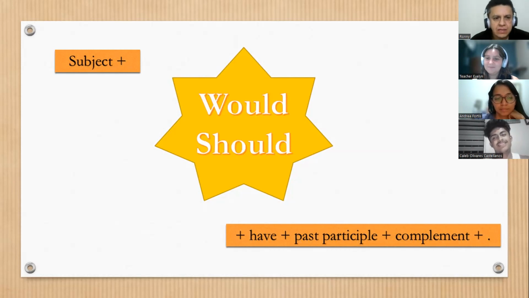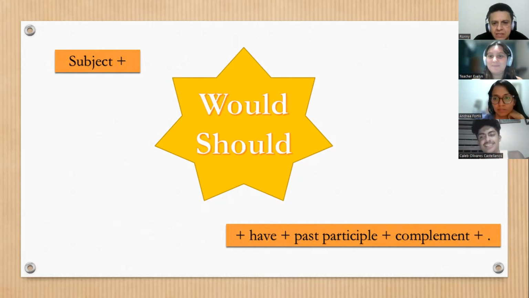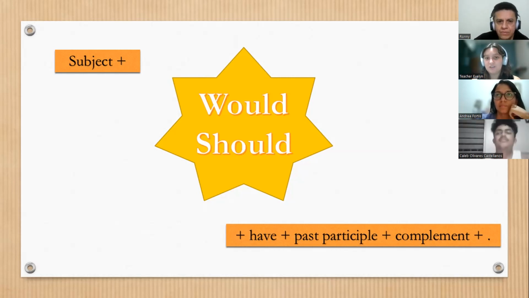Hey, teacher. Yes, Ronnie, tell me. This structure is used as regret or as a suggestion. Yes, when we use should, it is a suggestion. When we use would, it is a regret. Imagine I tell you, I got 5 in an exam. I would have studied more, right? I regret that I didn't study.